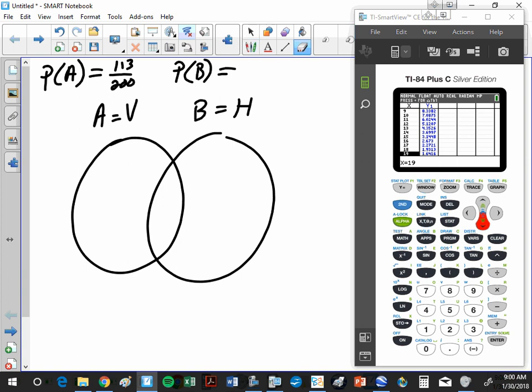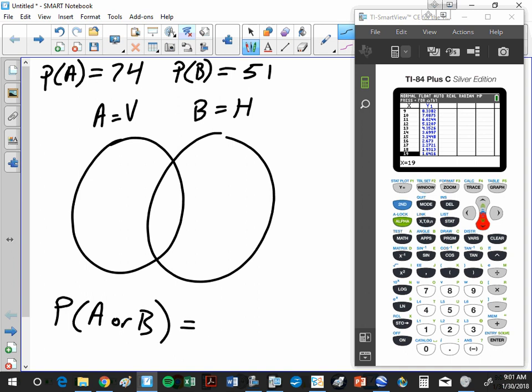Oh, sorry. I did that wrong. We got that wrong. So what's the probability that someone is a varsity athlete? 74. Okay. What's the probability that somebody's on the honor roll? 51. And what's the probability of A or B? 113.